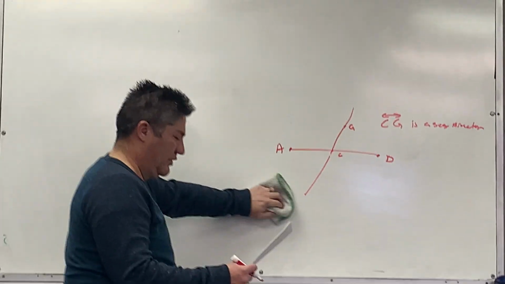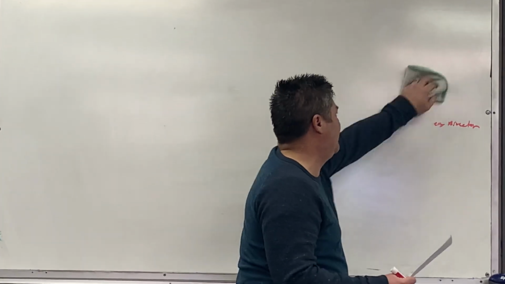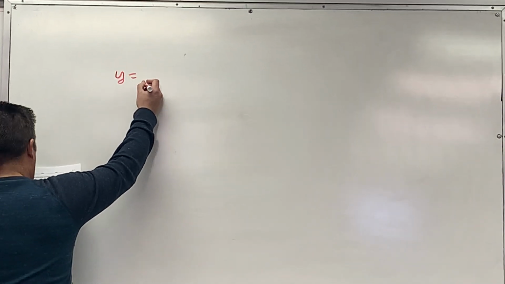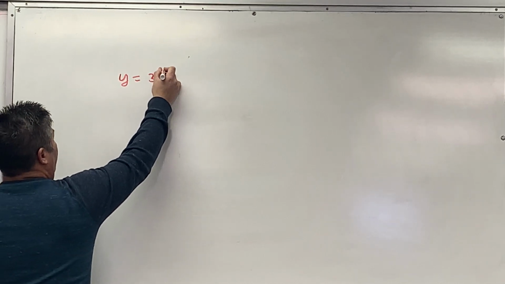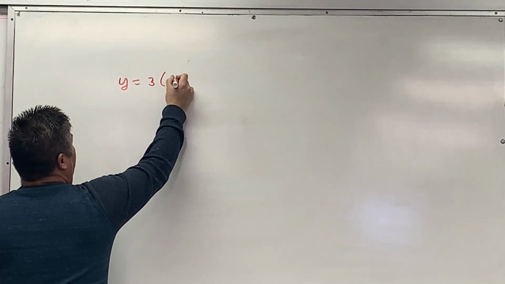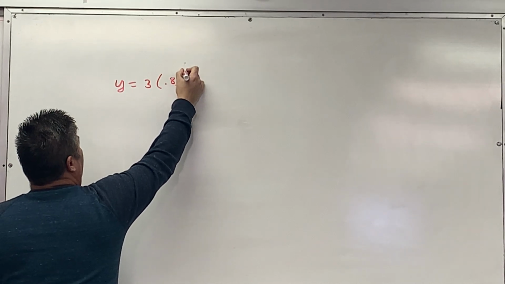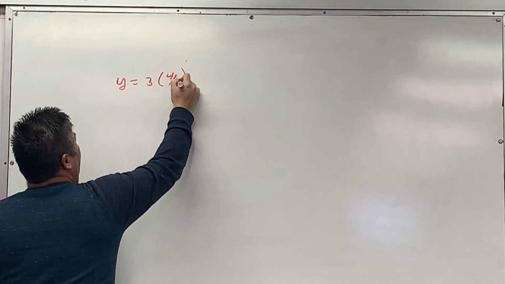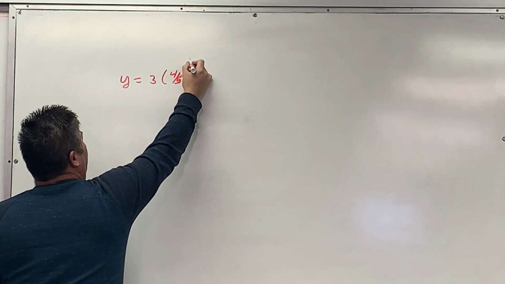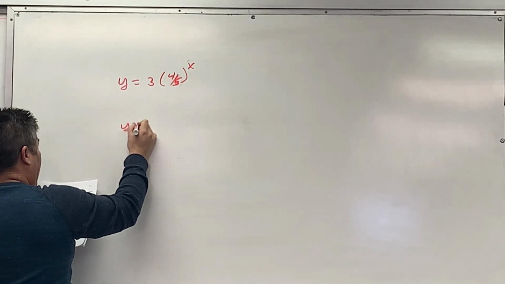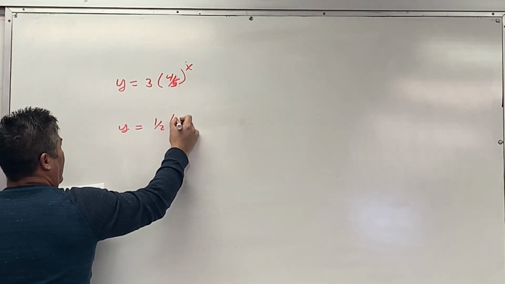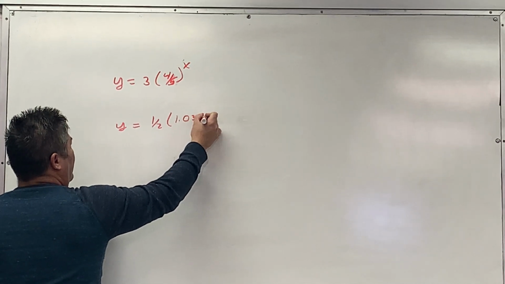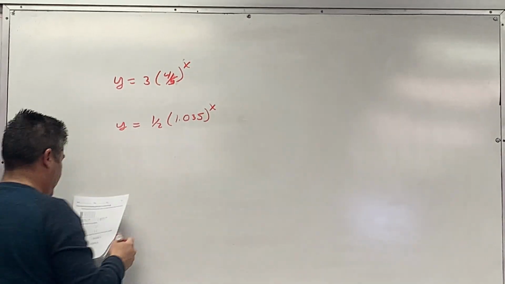And 5, 4 and 5. I'm going to give you a couple different ones here. I'm going to give you a choice here. So let's say I have y equals 3 times 0.8 raised to the, or let's even go like this, 4/5, which is the same thing, but 4/5 raised to the x, and y equals 1/2, 1.035 raised to the x, okay?